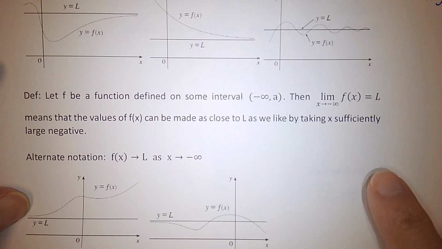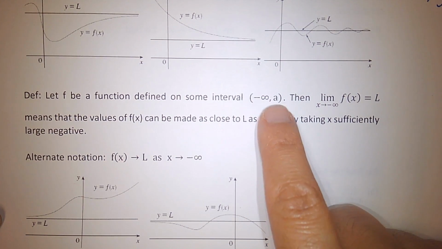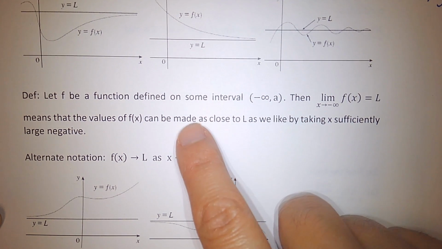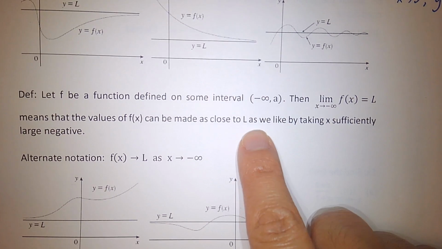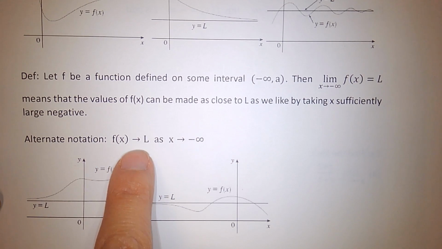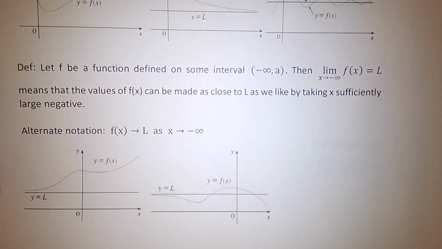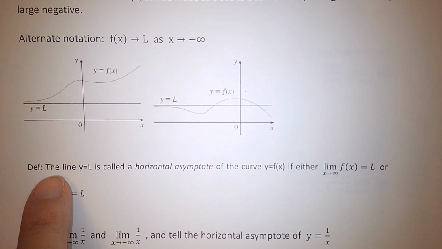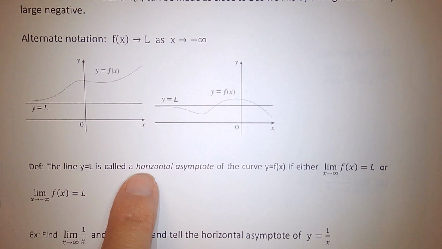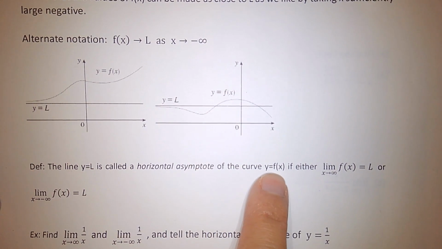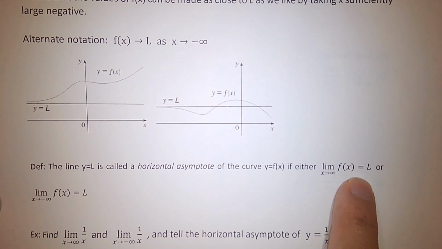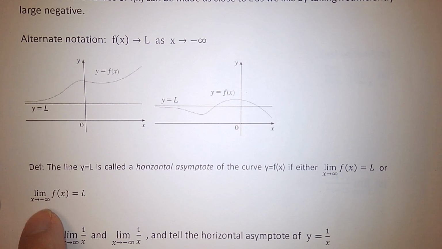Definition: let f be a function defined on some interval negative infinity to a. Then the limit as x approaches negative infinity of f of x equals L means that the values... Okay, so one more definition, please. The line y equals L is called the horizontal asymptote of the curve y equals f of x if either the limit as x approaches infinity of f of x equals L, or the limit as x approaches negative infinity of f of x equals L.